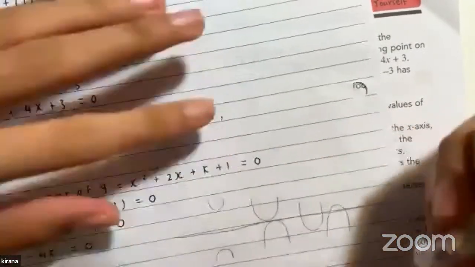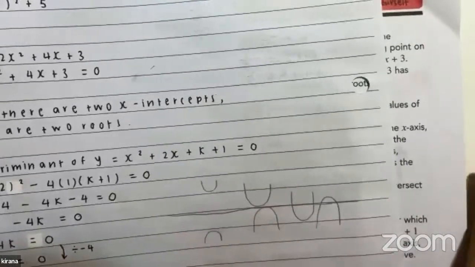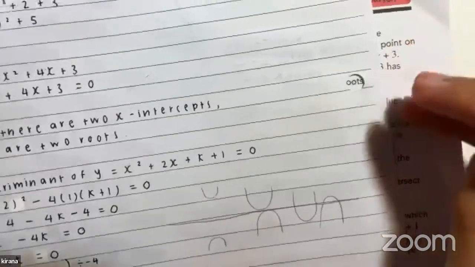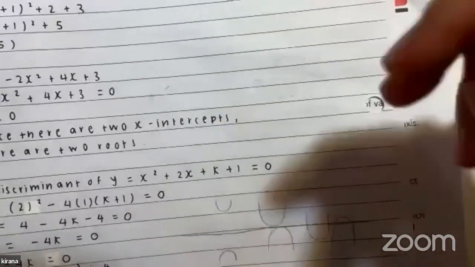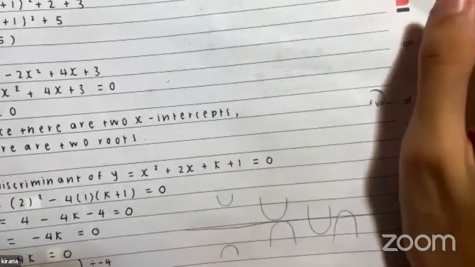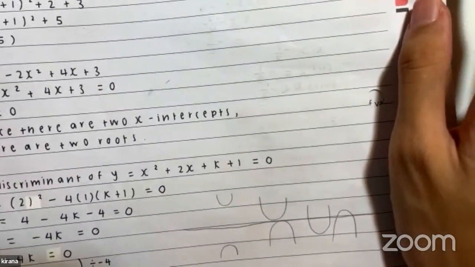Okay. Kirana, your drawing is nice. Now, conceptually, I want to confirm with you. Is this the only 6 possibilities? Is there another possibility that we're missing?